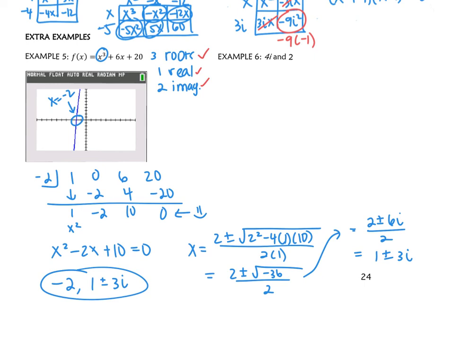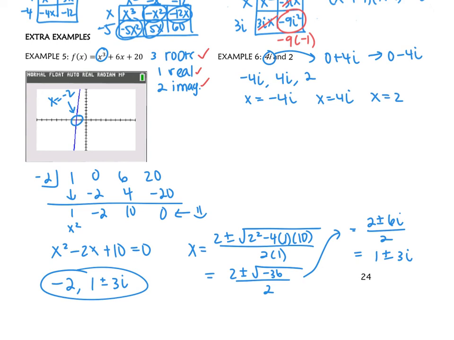Example number 6. In this one, we are going to be finding the equation given the roots. So again, this 4i, that's really 0 plus 4i. We talked about imaginary roots always come in pairs. You're never going to have one of them. The conjugate of this then is 0 minus 4i. So really, our roots are negative 4i, positive 4i, and 2. So we get x equals negative 4i, x equals positive 4i, and x equals 2.